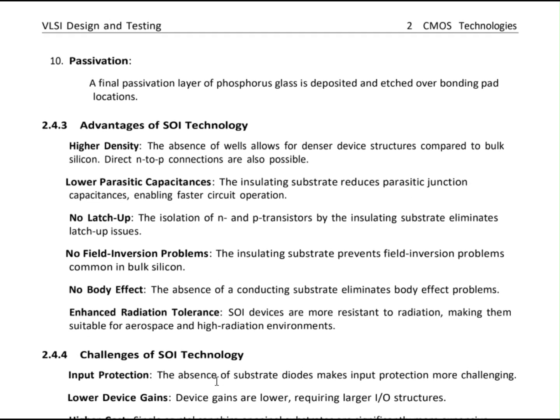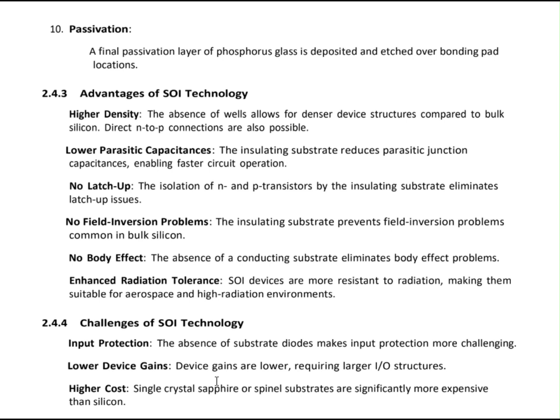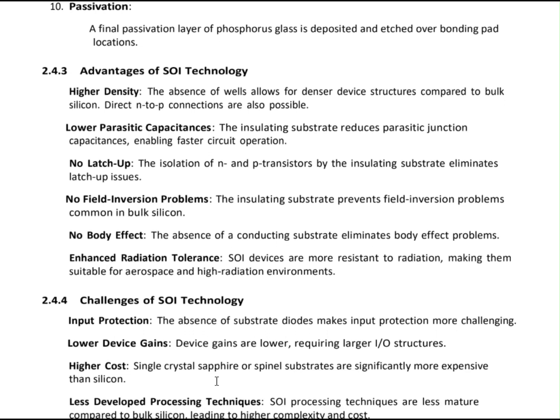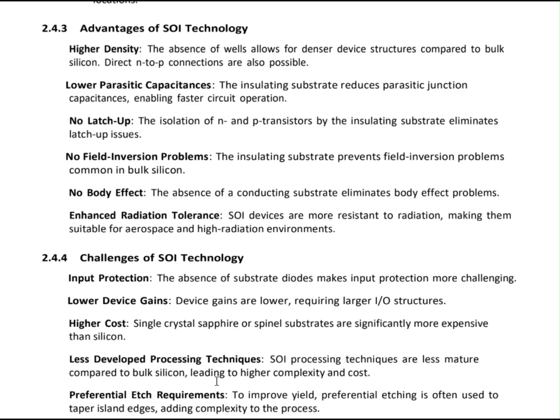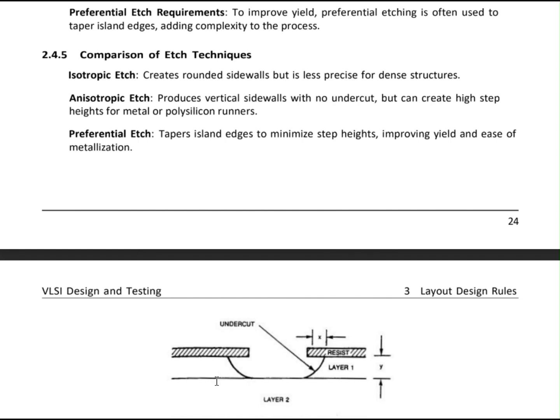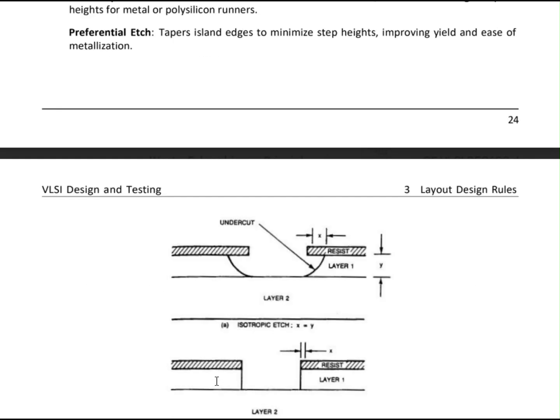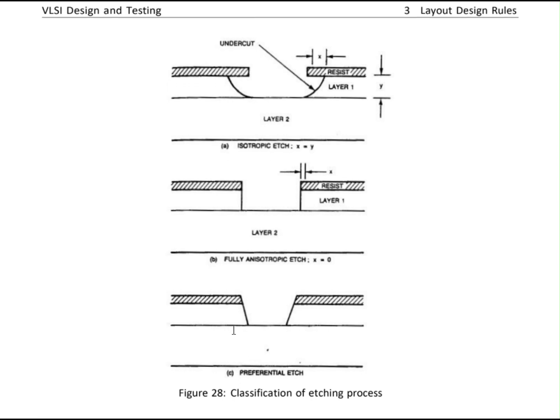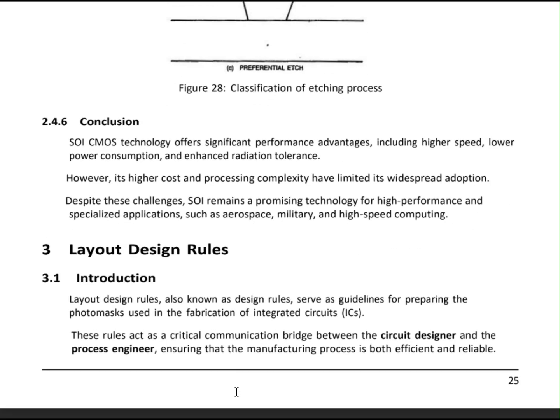So the advantages would be higher density, lower parasitic capacitance, no latch up, no body effect, and no field inversion problem. The challenges would be the input protection along with the lower device gains and high cost. Comparison of etch techniques would be isotropic etch, anisotropic etch, and preferential etch. So these are the etching techniques, three different types, classified based on their characteristics.